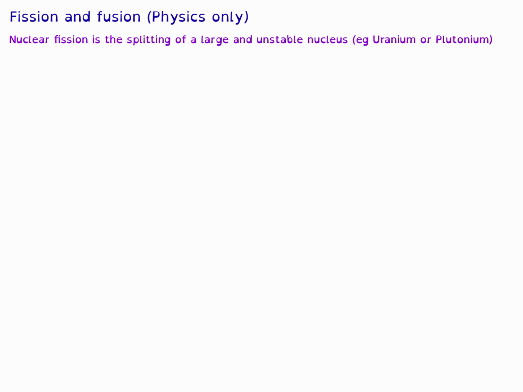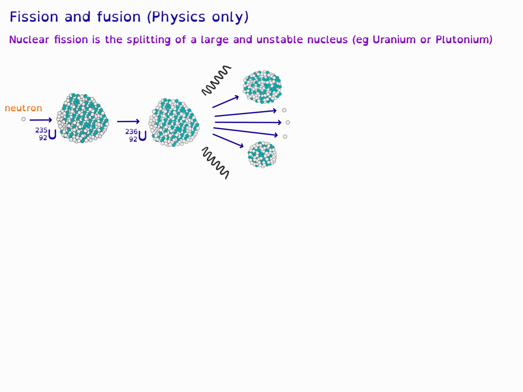Nuclear fission is the splitting of a large and unstable nucleus, for example uranium or plutonium, and this gives out energy. Here we have a diagram that shows what happens in a fission reaction. So a neutron is fired at uranium-235. This neutron is travelling slow enough to be taken into that nucleus. It temporarily becomes uranium-236, which is so unstable that it splits the nucleus apart.